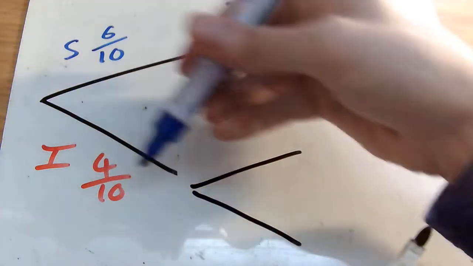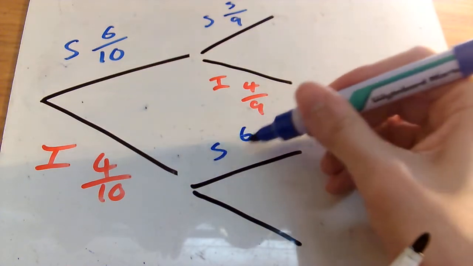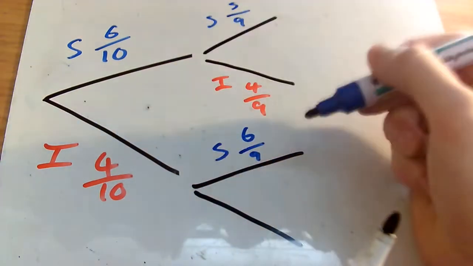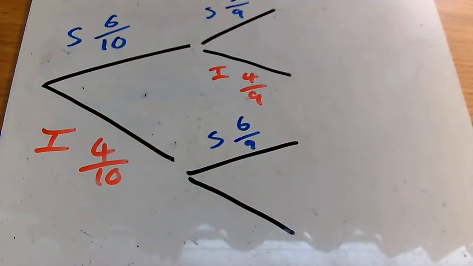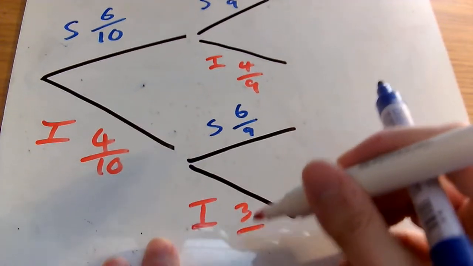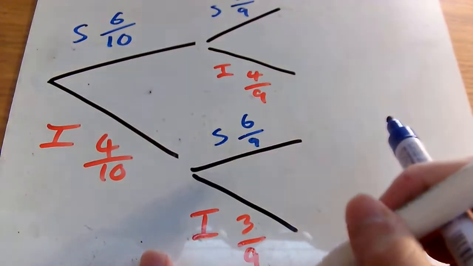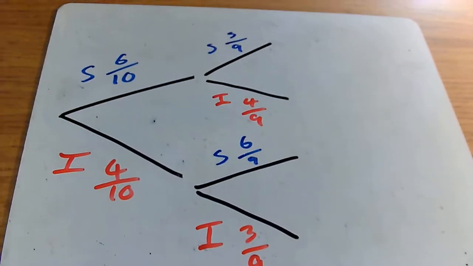So in this case, we choose an Italian book and then we go for a Shakespeare. Well, there's still going to be 6 of them, but it's going to be out of 9 because one of these is gone. And down here, for our Italian book, we have a choice of just 3 of these now out of 9. So that's the tree diagram complete. Make sure you can see all that.